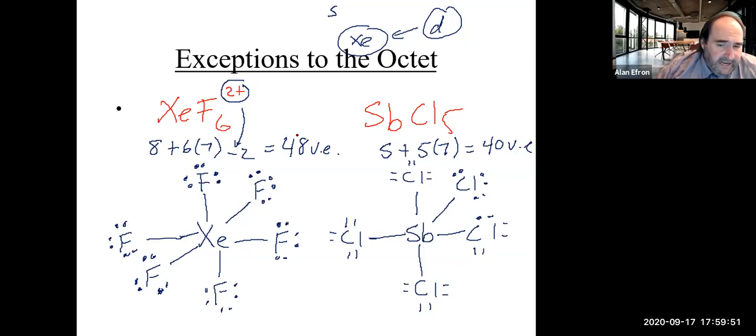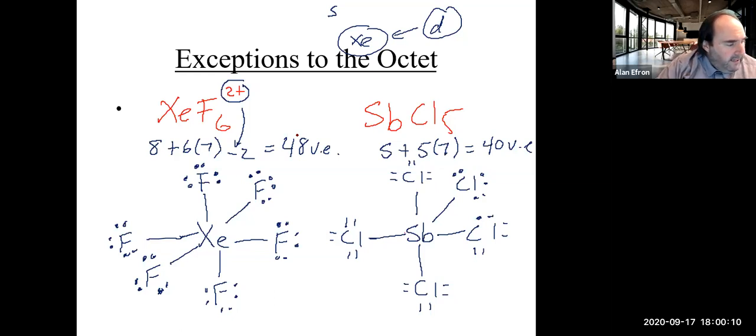Everybody on the outside has 8. Our Sb has 2, 4, 6, 8, 10. Again, Sb being below sulfur also has those d orbitals available to it, so it is perfectly fine in that arrangement. Any questions on those two?